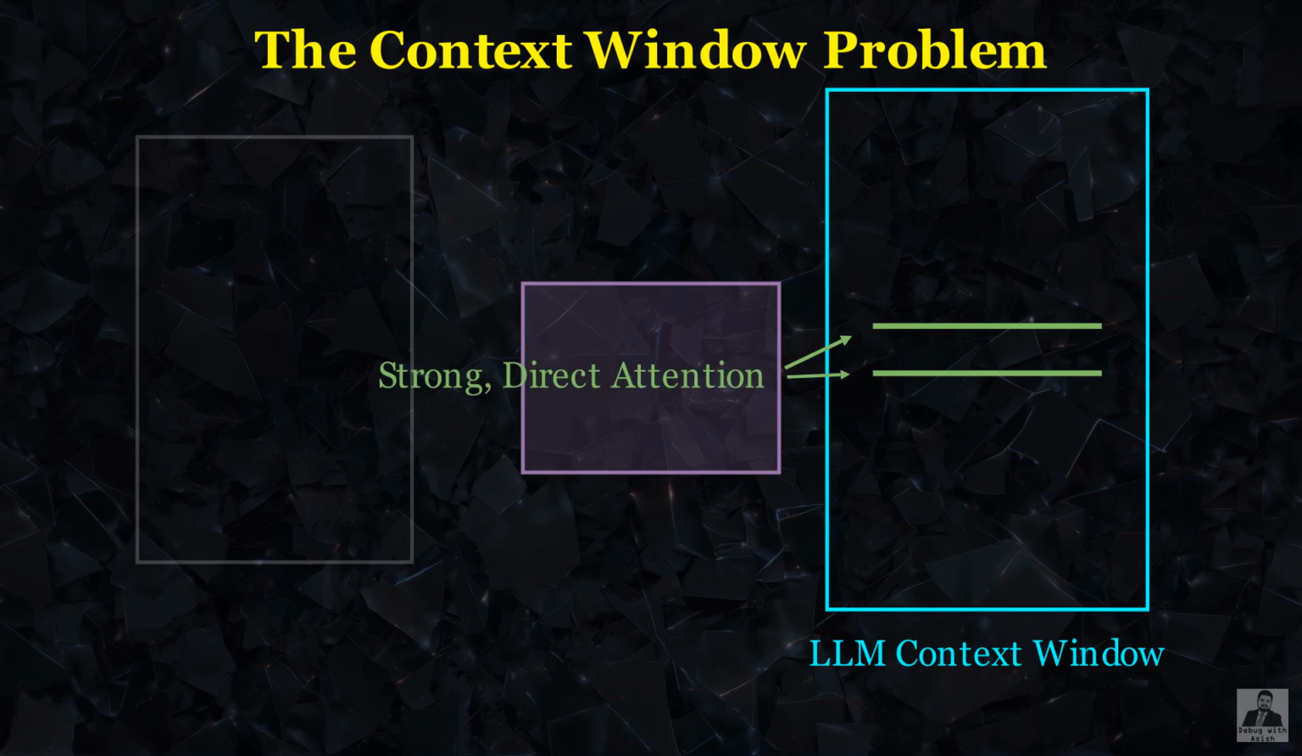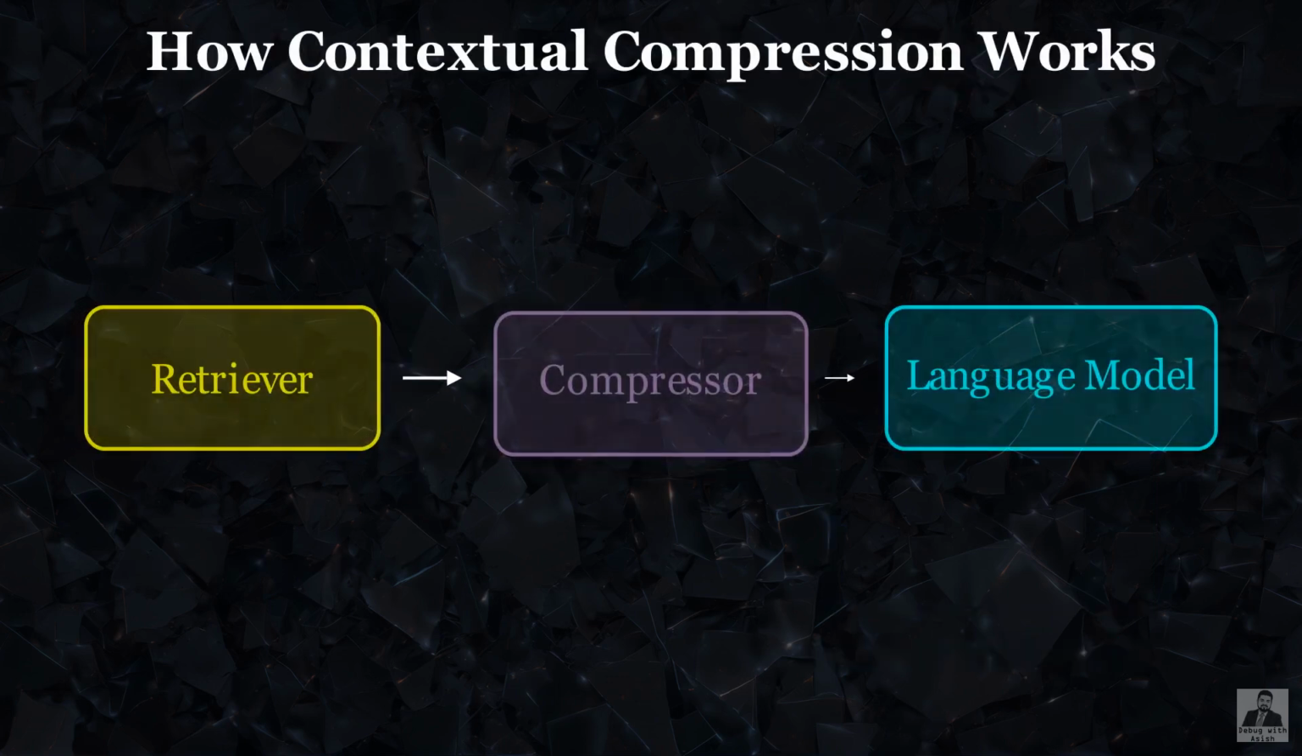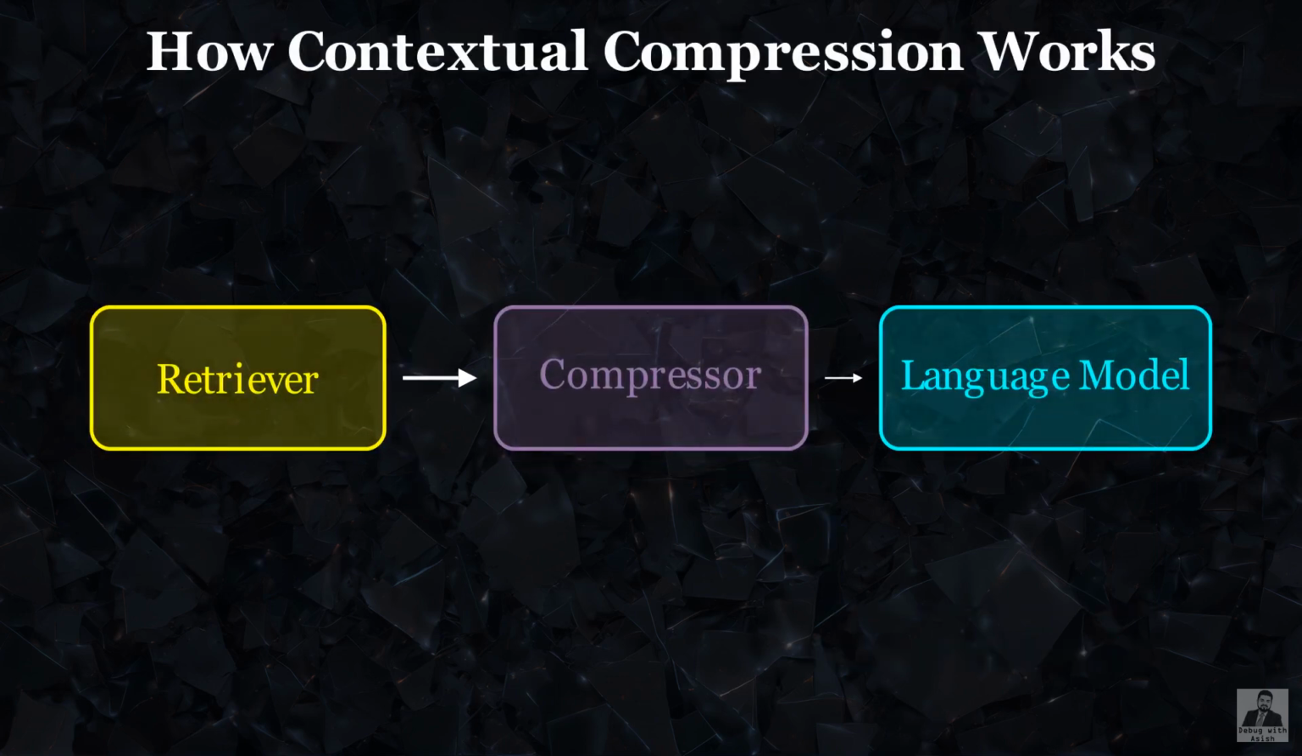query. Contextual compression sits between the retriever and the language model. After chunks are retrieved, each one is passed individually to a compressor alongside the original query. The compressor returns only the portion of the chunk that is relevant to the query. The language model then reads a set of tight, focused excerpts instead of full chunks.